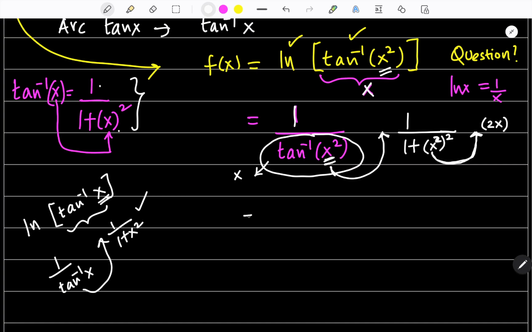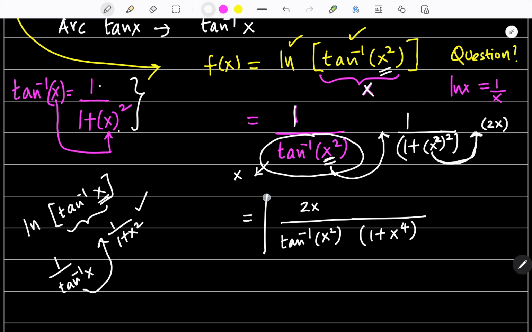So let me write in a simple manner. This 2x, I will bring it here, and then divided by tan inverse x square. After that, it is going to become a bracket 1 plus x to the power of 4, because it is all multiplied. So this is going to become your answer. I know it is not clear for you. Let me give you one more example so that you will be able to follow the next question.